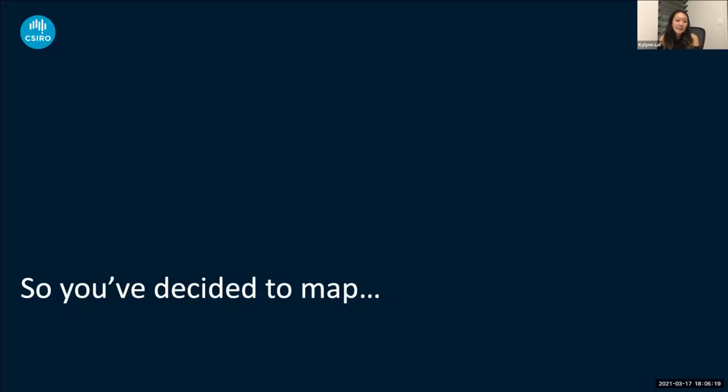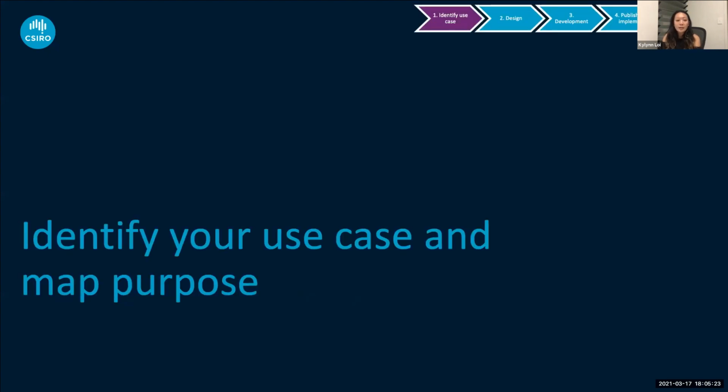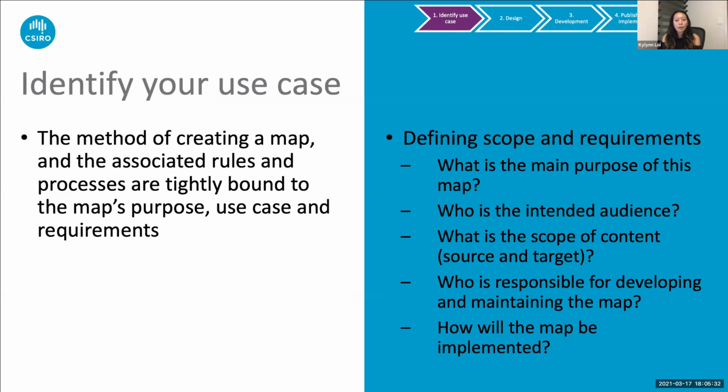So if you've weighed all these things up and decided, yes, I want to map, the first thing you need to do before you actually start mapping is identify your use case and your map purpose. The method for creating a map and the associated rules and processes are tightly bound to the map's purpose, use case, and requirements. So you really need to know why you are doing this.